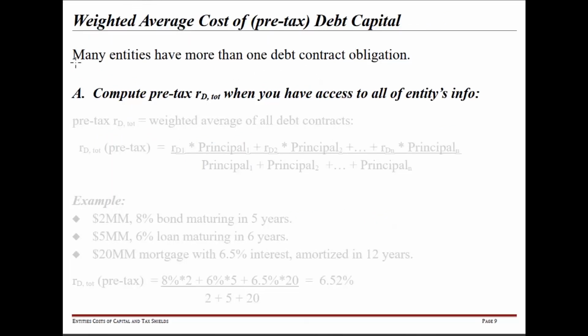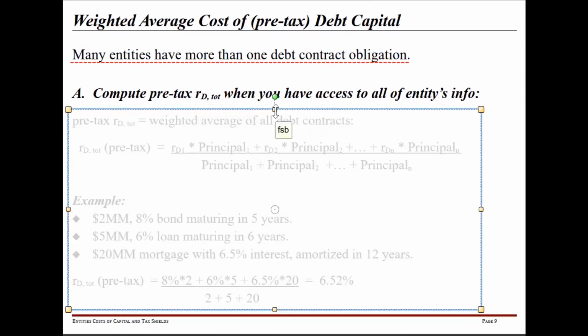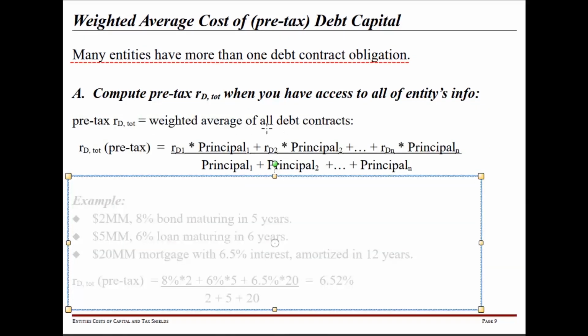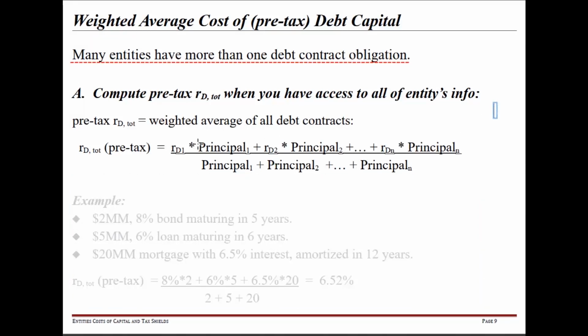Okay, so most entities, I would even dare to say, have more than one debt contract obligation. So what do we do if we have a company with some bonds, some loans, stuff like that? How do we get their pre-tax cost of capital? It's just the weighted average for all their debt contracts. So for, let's say, loan number one, RD1 would be the IRR of that project, including all the fees and all that, times the amount of principal they borrowed there. And same thing for project two, get the IRR of that times the amount of principal there, et cetera, divided by the sum of the total principal of debt that they have outstanding.